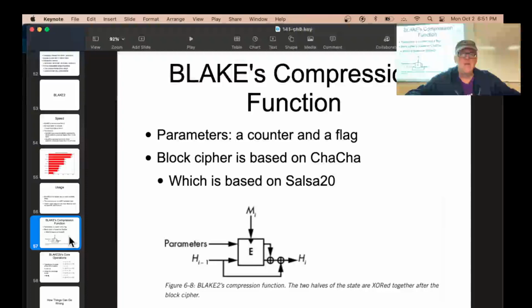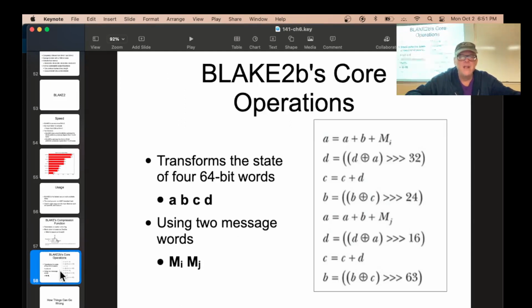All right. So the Blake compression function. You have a counter and a flag, and it's got a block cipher based on ChaCha, which is based on Salsa. These are all the modern ones, more modern than the ones that are officially approved. And so here's the compression function. You have the state coming in, the message coming in, and then two layers of these XORs here. All right. And so here's the core operations like the others. You transfer the state into 4 64-bit words and 2 message words, and then you just do the same kind of thing you've seen in AES and everything else. You do XORs and bit shifts right and left for different values, and that's how you do it.